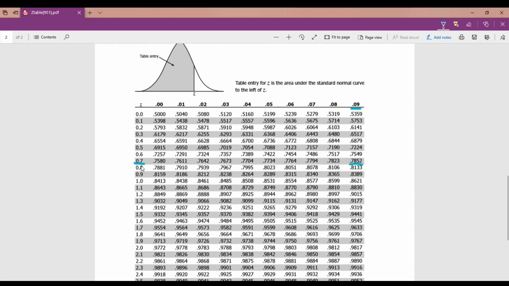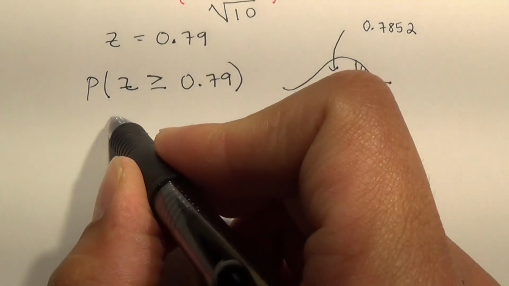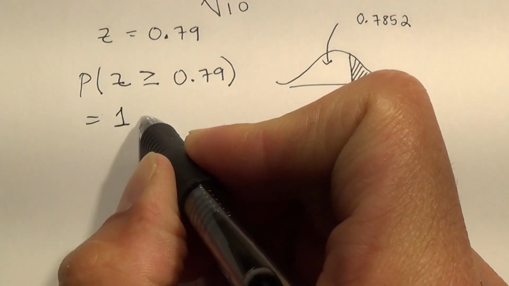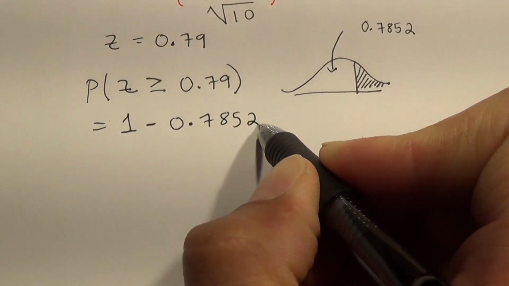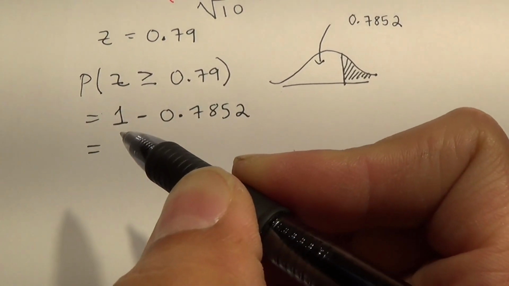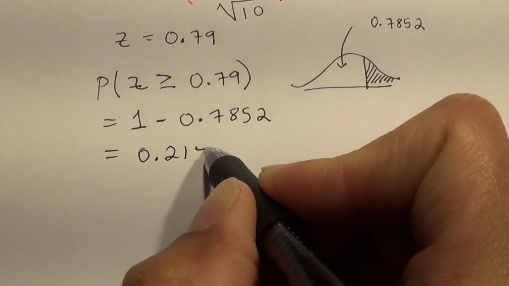I locate 0.7, and on the column side, we locate 0.09. If we intersect the row and column, we get the area that we're looking for, which is 0.7852. We're going to subtract from 1. And this gives us 0.2148.